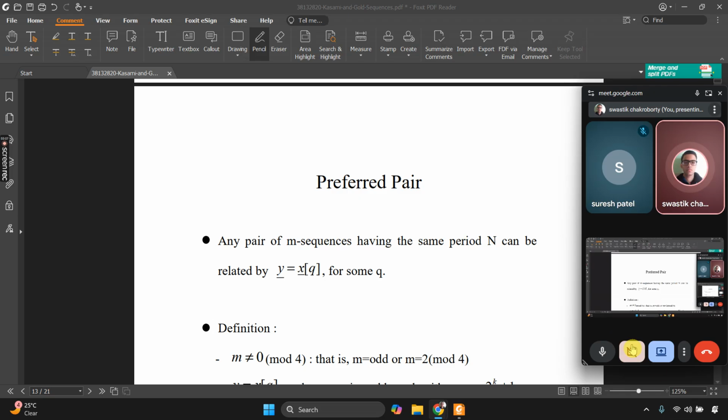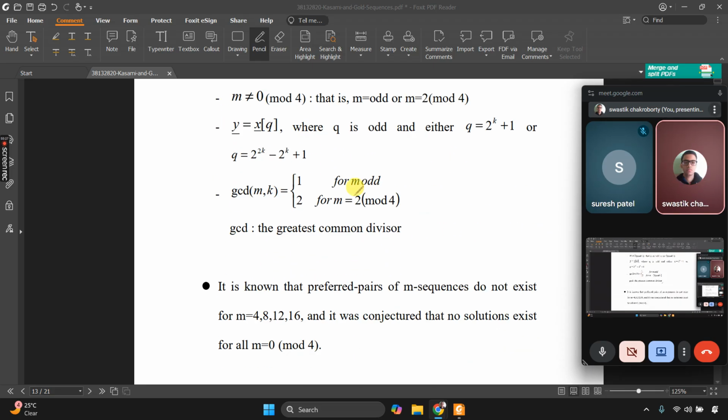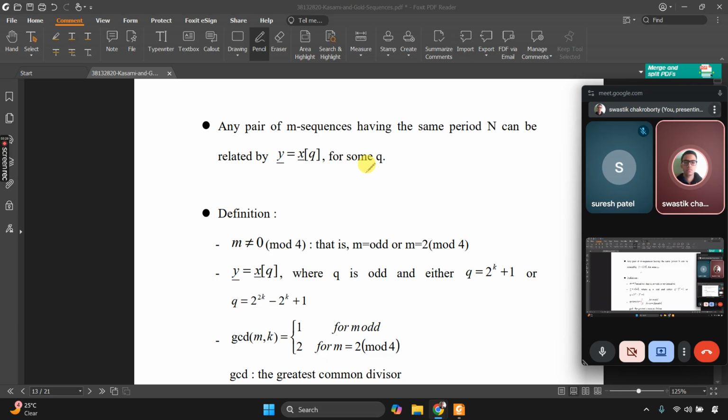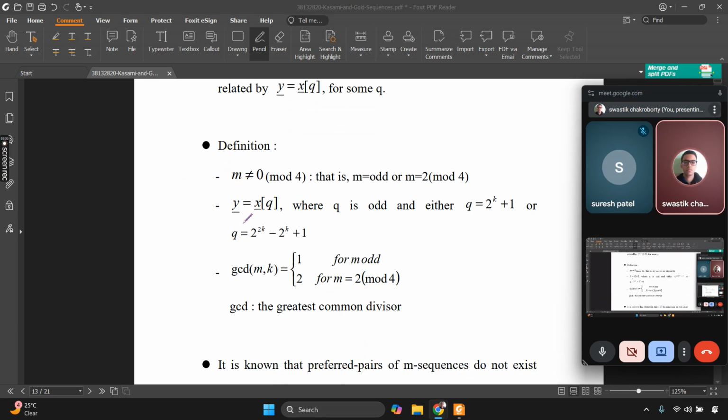Yeah, so let's resume. So what is a preferred pair? Any pair of M sequences, that is, any pair of maximal length sequences that have the same period n, can be said to be a preferred pair. So basically, two maximal sequences have to be related and have to satisfy certain conditions.